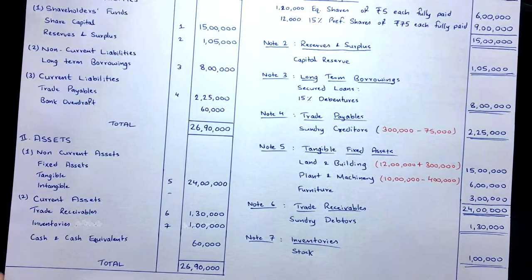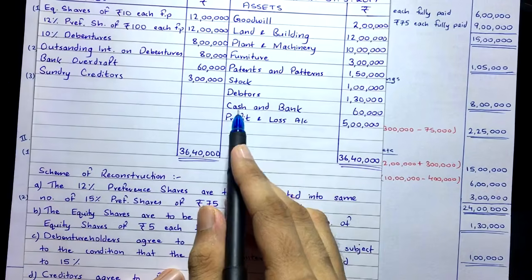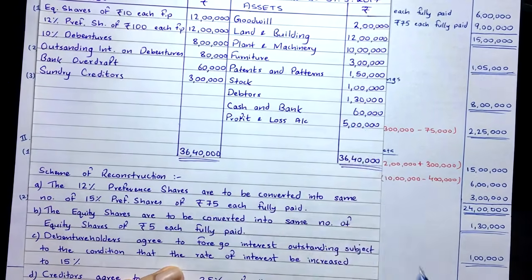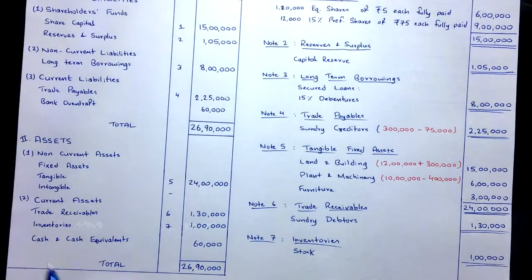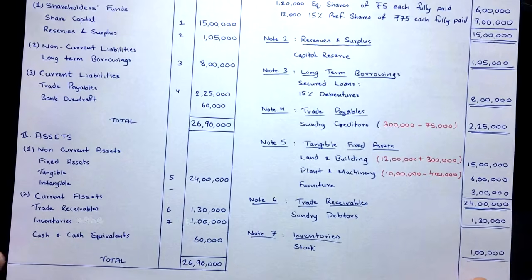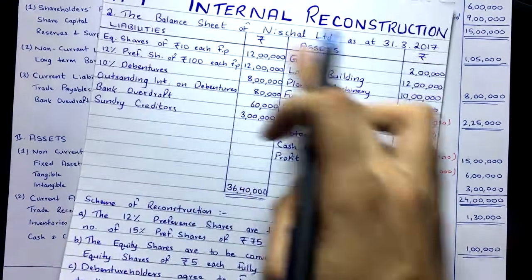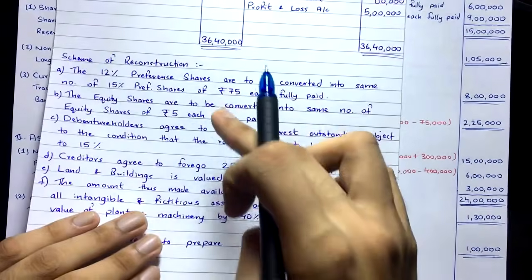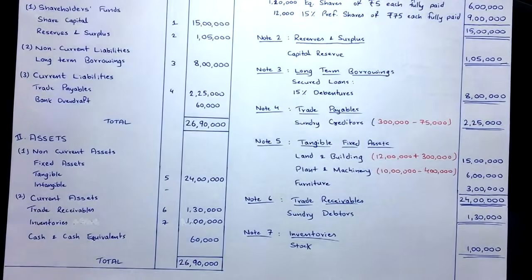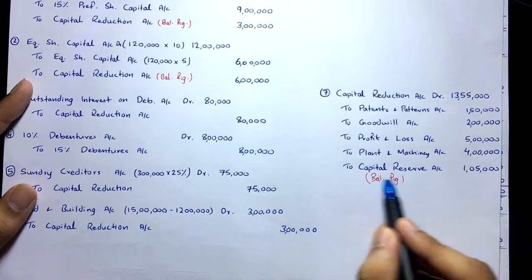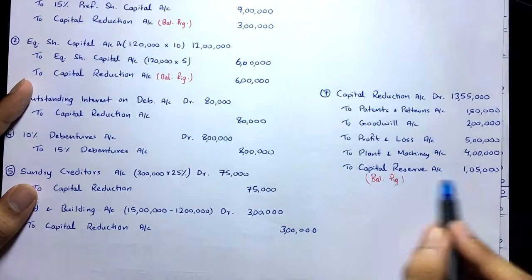And then cash and cash equivalents. Do we have any cash? Yes, we have cash at bank. How much is it? 60,000. So no change in the cash and cash equivalents, 60,000. Simple. So this is how you have to do the balance sheet, on the basis of the old balance sheet and what has happened in the question. You can also take the help of journal entries, because if capital reserve is there, you will get to know over here.